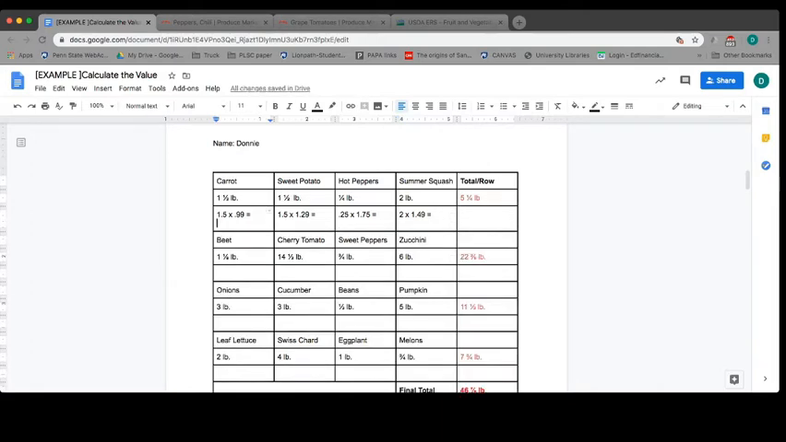Now I need to calculate all these totals. I'm totally not using a calculator. I'm just doing this in my head. You can't prove anything. So 1.5 times 0.99 equals 1.485.